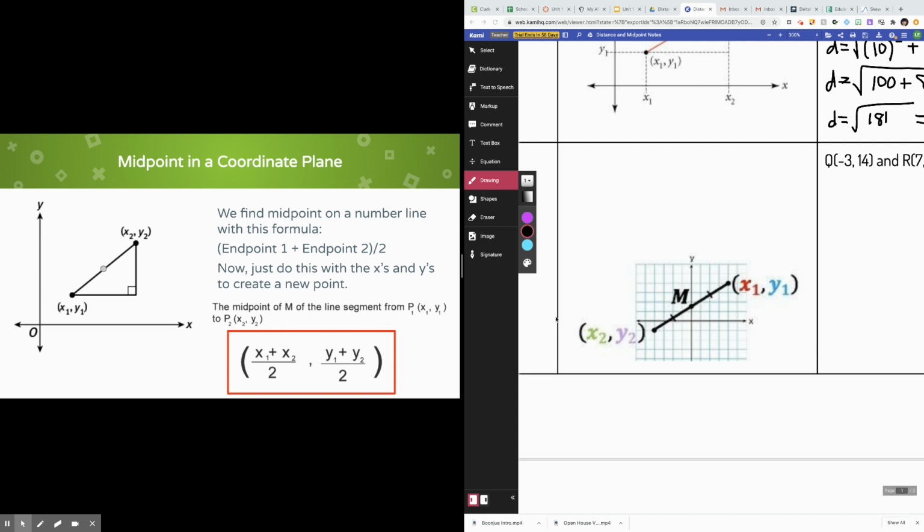This one's easier. Think back to when we did midpoint on a number line. Midpoint on a number line is you add the two endpoints and divide by two: endpoint one plus endpoint two divided by two. We're finding the average of the endpoints. The only difference between a number line and a coordinate plane is we have to do it twice, once for the x's and once for the y's.